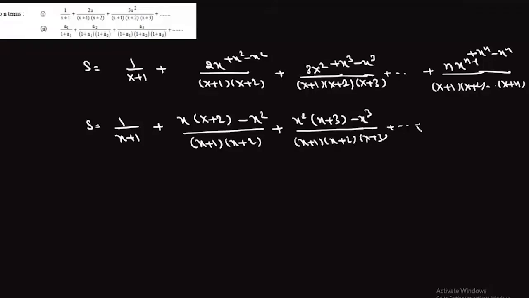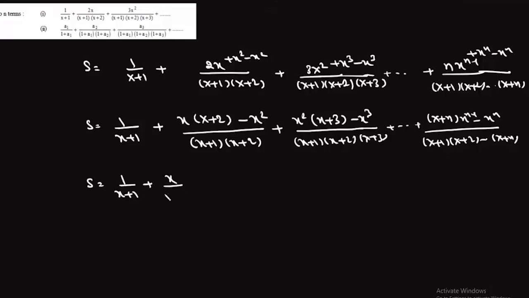I'll continue up to x plus n, x to the power n minus 1 minus x to the power n upon x plus 1, x plus 2 up to x plus n. Now what we'll do is we'll split each term in two parts. So we can write 1 upon x plus 1, and here x plus 2 will cancel. It will be x upon x plus 1 and minus x square upon x plus 1, x plus 2.